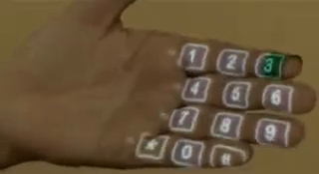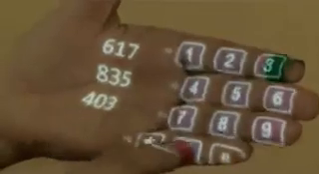And of course, if you don't have any surface, you can start using your palm for simple operations. I'm dialing a phone number just using my hand.